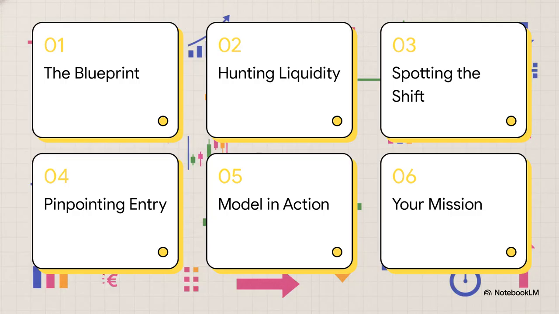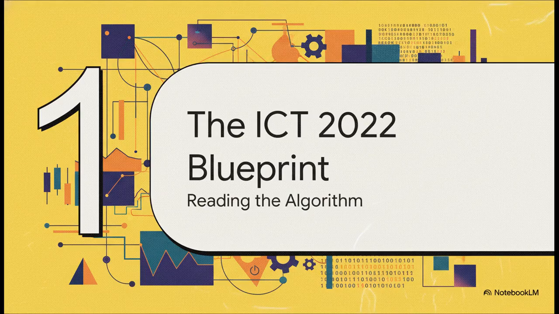So, here's our game plan. First, we're going to lay out the core blueprint of the model. Then, we're going hunting for liquidity and learning how to spot that critical market structure shift. After that, we'll nail down our entry, see the whole thing play out in a real trade, and finally, I'm going to give you your mission to go out and prove this to yourself. All right, let's get into it.